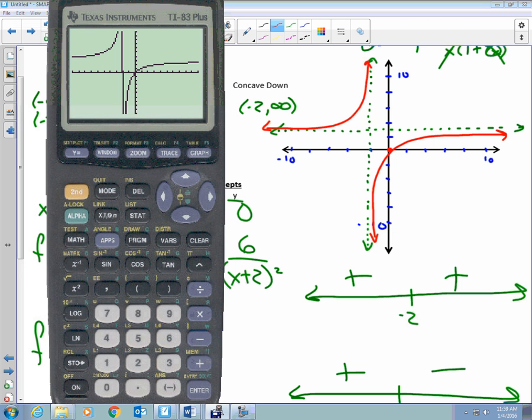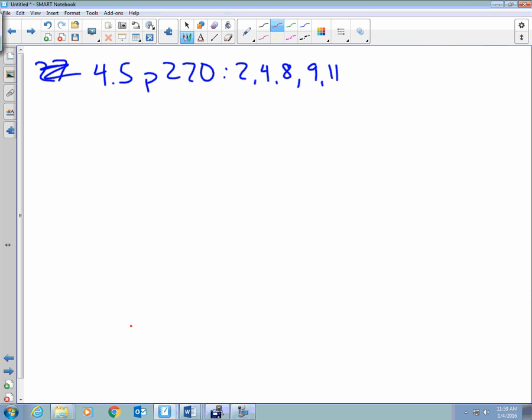Does this help summarize a little bit of what we learned before break? So what you need to do is you really have two assignments in front of you. You have a review that you need to be working on to get ready for the test. You also have this assignment, which I give to you right now. 4.5, page 270, numbers 2, 4, 8, 9, and 11. So you have 5 problems you're going to be doing a complete curve sketch for.